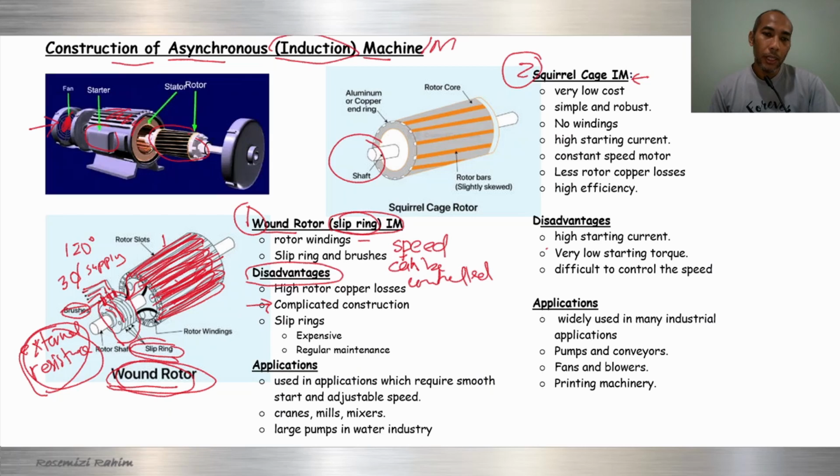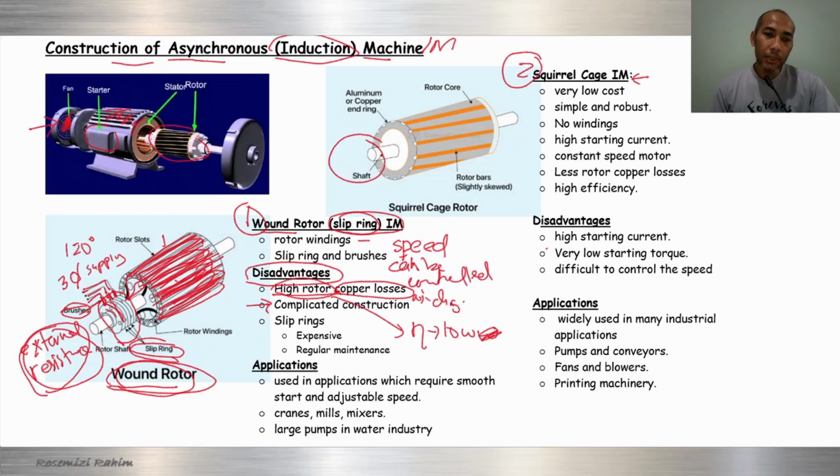So this introduces high rotor copper loss, copper losses due to the copper winding. When there are high losses, it means the efficiency is low. Due to high loss, efficiency is low.